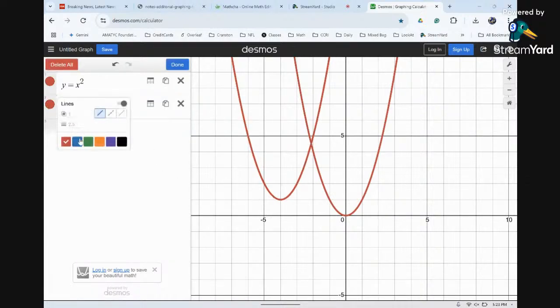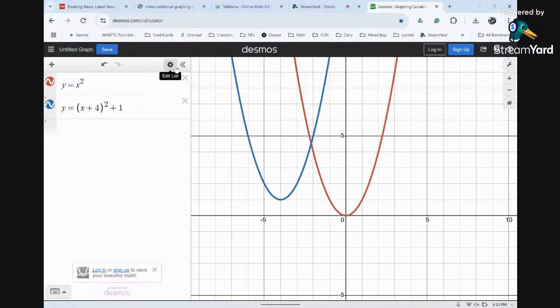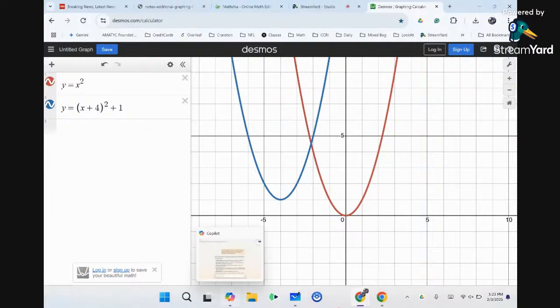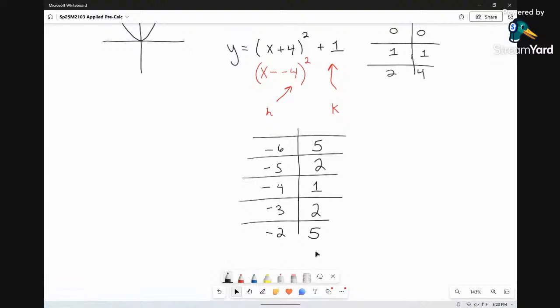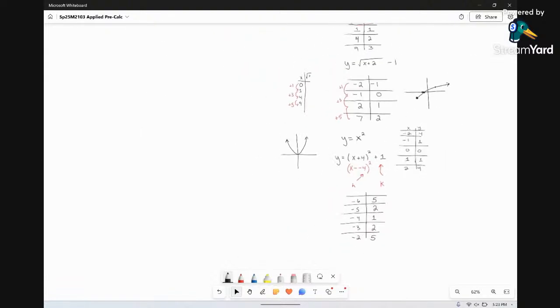Just give it a little shade different there. So shift it over. And as you can see, the entire parabola shifts over that way. All right. Beautiful thing.